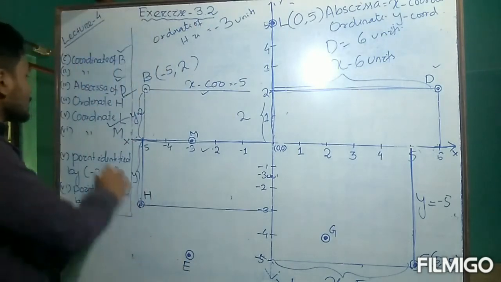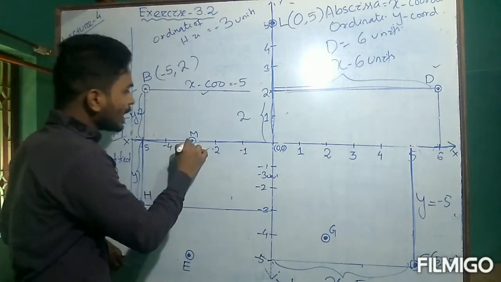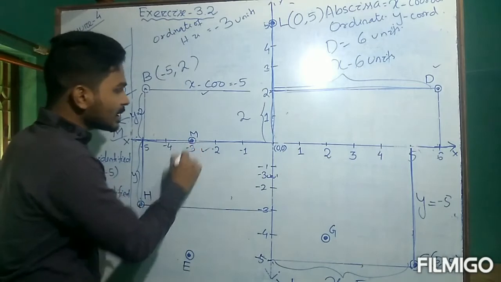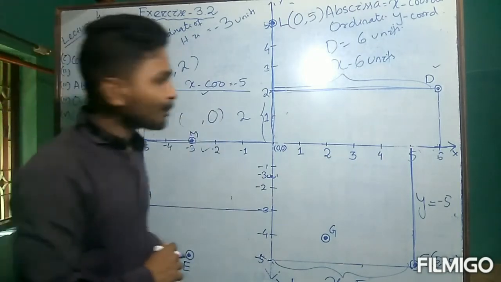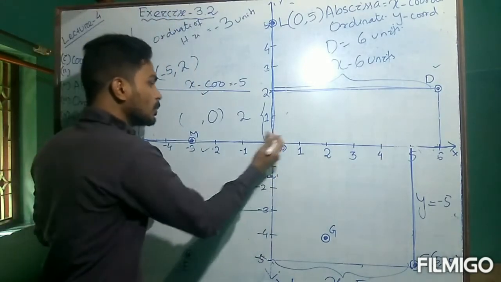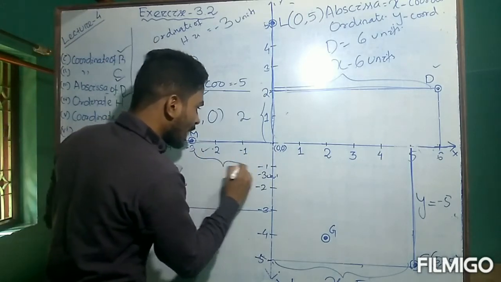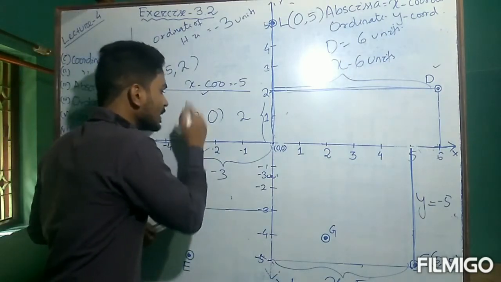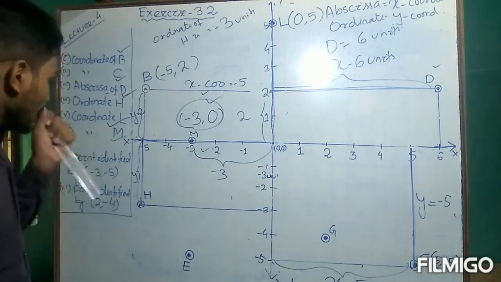Next, find the coordinate of the point M. Here is point M, and the point M lies on which axis? It lies on the x axis. Since it lies on the x axis, its y coordinate will be 0. To reach this point, you start from the origin and move towards the negative direction of the x axis, covering 3 units. So your x coordinate is -3. Understood? So this is the coordinate of the point M. Clear?